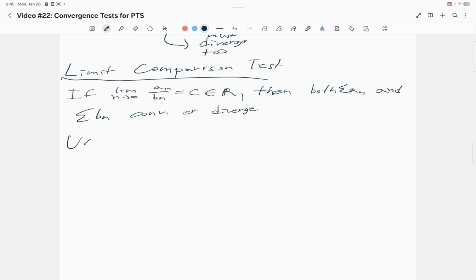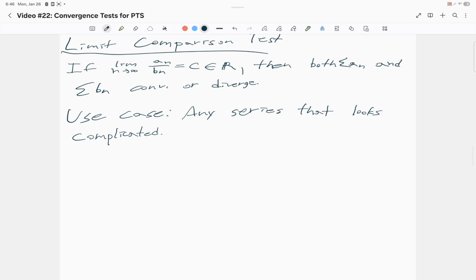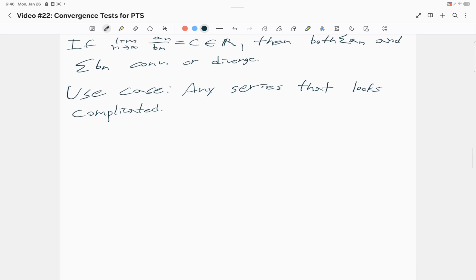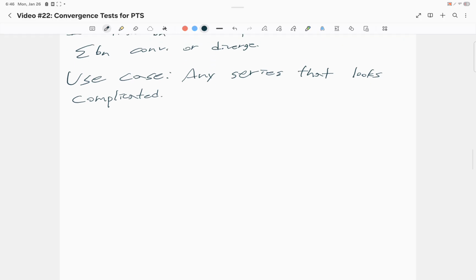But I would say the use case, just so I can say that I said it, is any series that looks complicated. And you'll see what I mean by that in a second. A lot of terms with a lot of coefficients. Any series that looks complicated. So, a good example for this would be, I'll just make this up now.